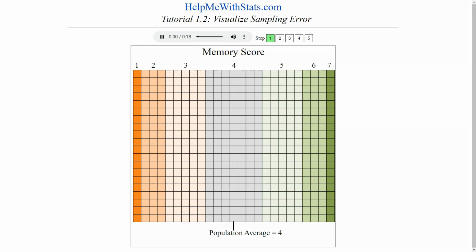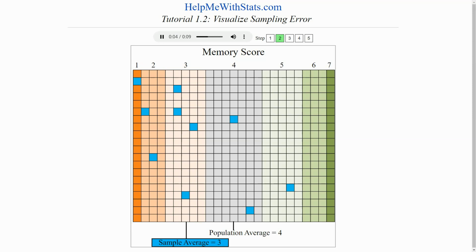Here's a display of a population where the color of each box represents the value of a variable, and the population is scores on a memory test. The scores range from 1, dark orange, to 7, dark green. Scores that are further away from the average appear as darker colors. The blue squares represent people in a sample.